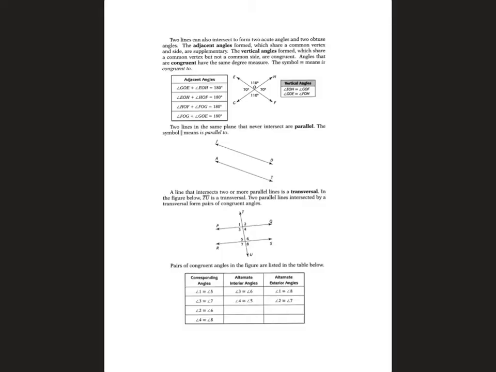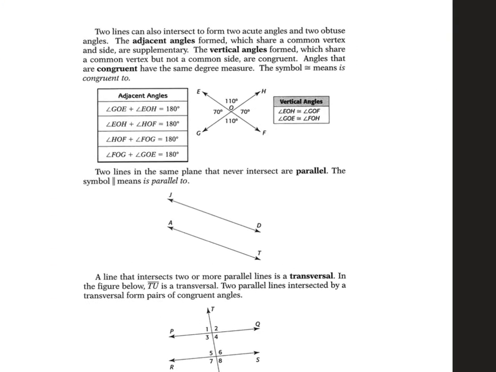If we look at some of these different types of angles, two lines also intersect to form two acute angles and two obtuse angles. The adjacent angles formed, which share a common vertex and side, are supplementary. The vertical angles formed, which share a common vertex but not a common side, are congruent. Angles that are congruent have the same degree measures. The symbol with the equal sign with a squiggly line on top of it means is congruent to.